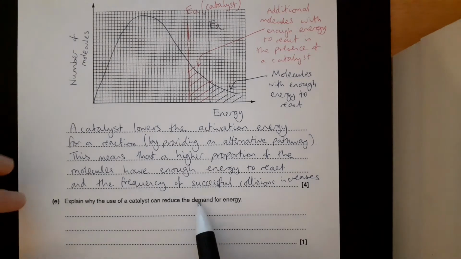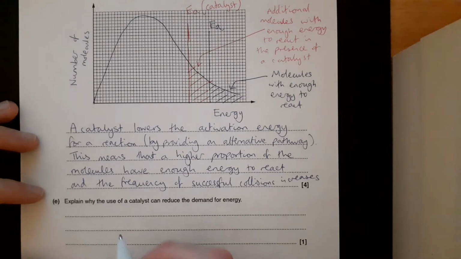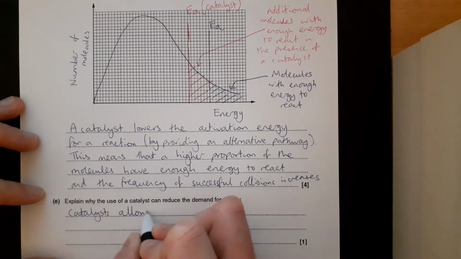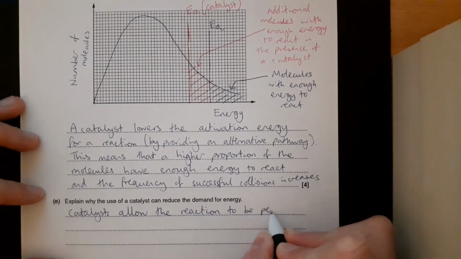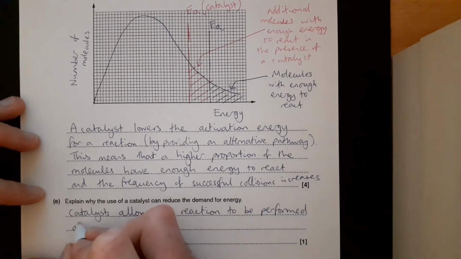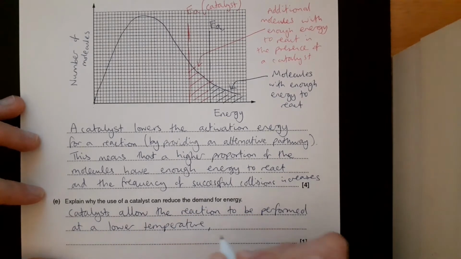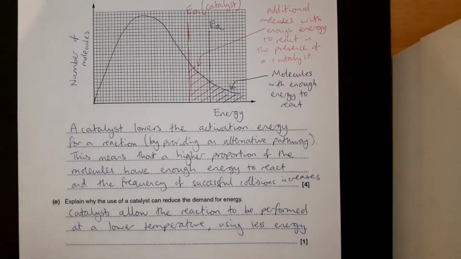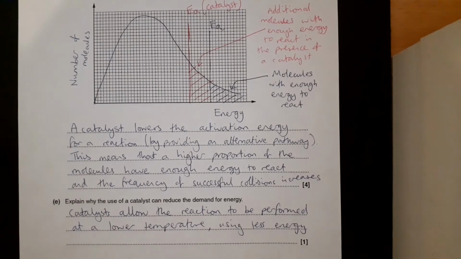So this is the idea that we talked about with, because we've lowered the activation energy, we're not going to have to heat the reaction up as much. Okay, so we can say catalysts allow the reaction to be performed at a lower temperature using less energy. So just watch out for that kind of thing, and it's worth thinking about. You can't just reuse a point that you've already used on a previous question. They're not going to give you 2 marks for writing the same thing, so you've got to write something different.